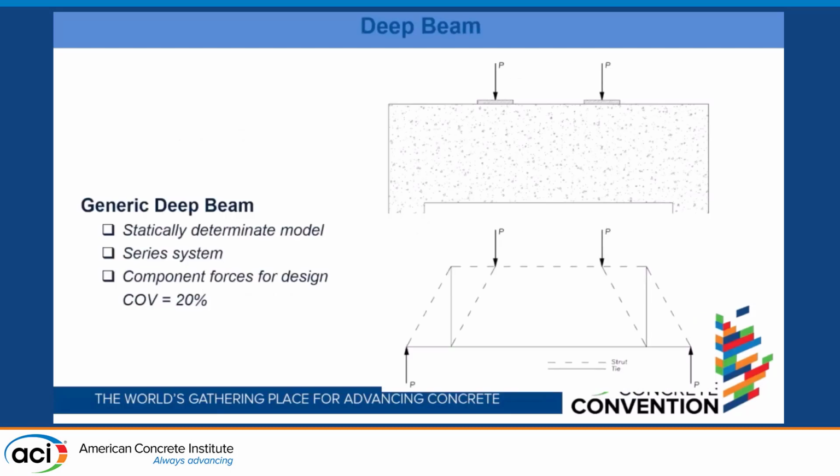So this is a deep beam, a very standard one. On the top is the deep beam. On the bottom we have the strut and tie model. This is a statically determinate model, a simple truss. It's a series system, meaning that if one of the elements fails, the whole system will fail. Since this is an approximation to what will happen in reality, and we don't know exactly where the ties are or where the struts are, we play a little with the geometry to come up with this conservative estimation that the component forces could vary around 20% from what is predicted in the model.